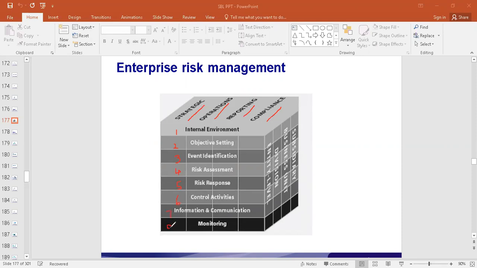So what is common there and here? We have the control environment, internal environment. That is the same thing. So this is what we have learned in the internal control framework. Then from there, we see risk assessment is the same thing. Control activities, information communication, monitoring are the same.